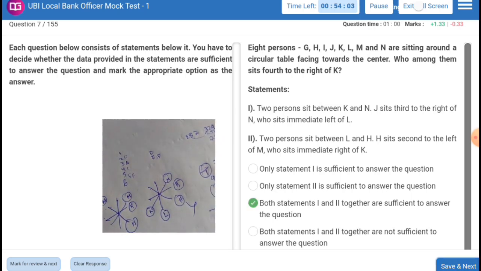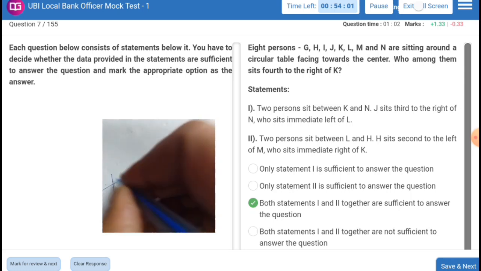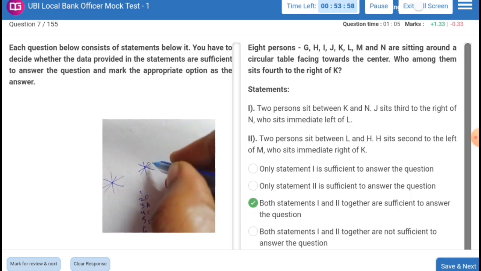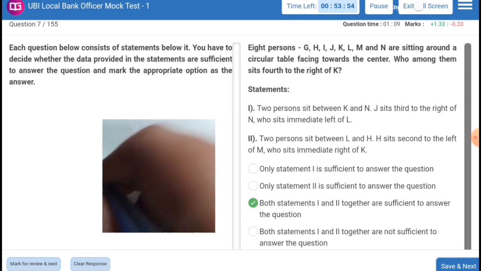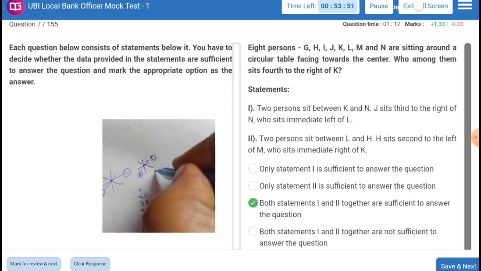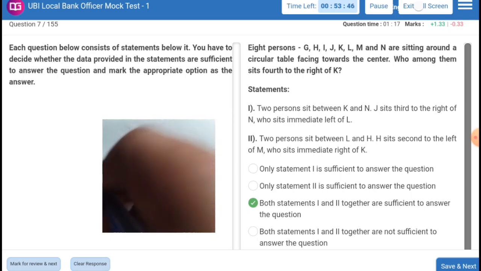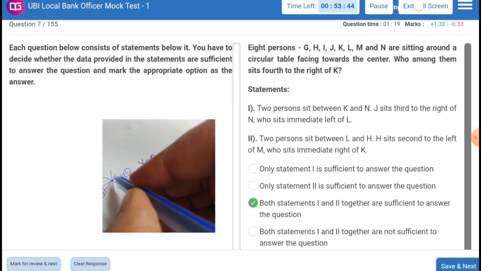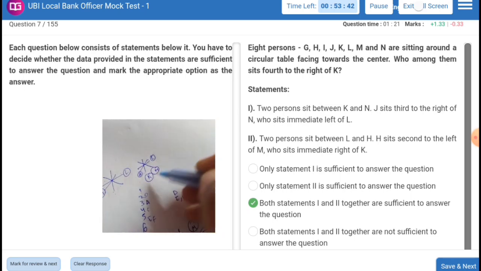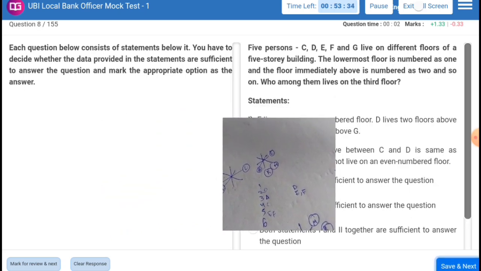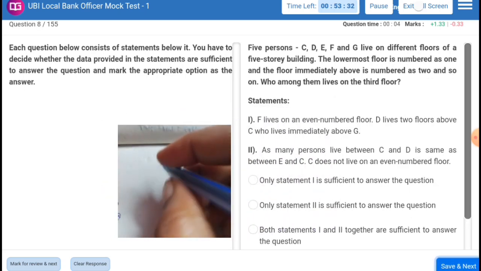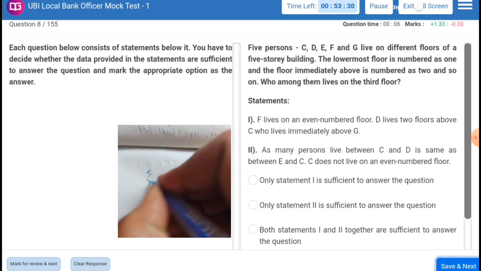So both answer. But suppose we take L and H: H is second to the left of M, who is immediate right of K. To the right of K, 1, 2, 3, 4. So both are sufficient.